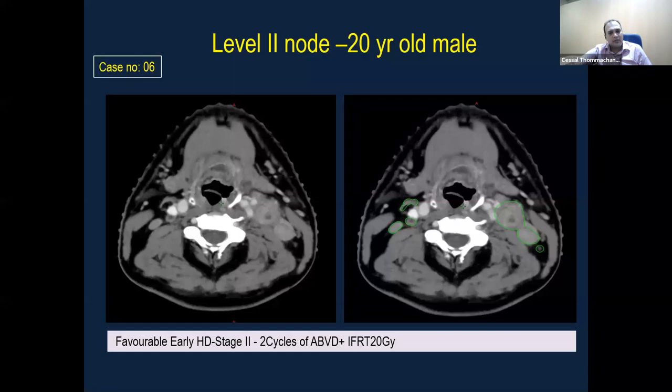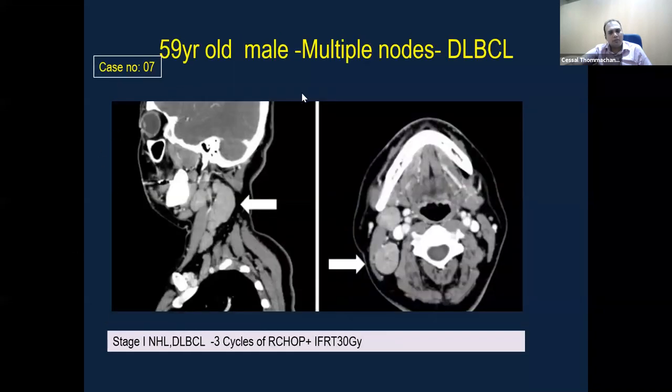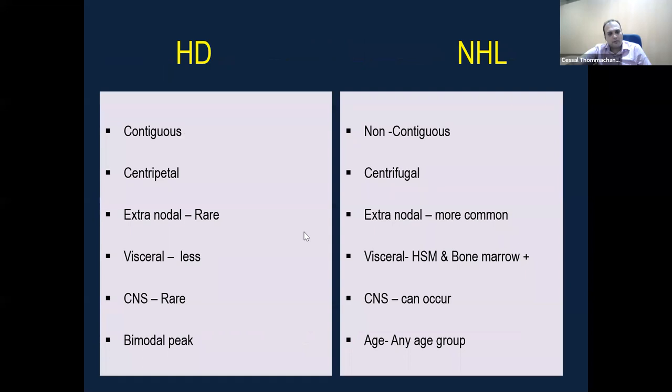And this is another patient, a 59-year-old male, with multiple nodes involving level 2 as well as level 5. You can see this is the sternocleidomastoid. You can see the posterior cervical node. I told you in the beginning, when a patient is having posterior cervical nodes, always you have to think about non-Hodgkin's lymphoma also. This was a diffuse large B-cell lymphoma, and this is a stage 1 disease. Stage 1 diffuse large B-cell lymphoma was treated by 3 cycles of R-CHOP plus involved field radiotherapy, 30 gray in 15 fractions, based on the SOC protocol.